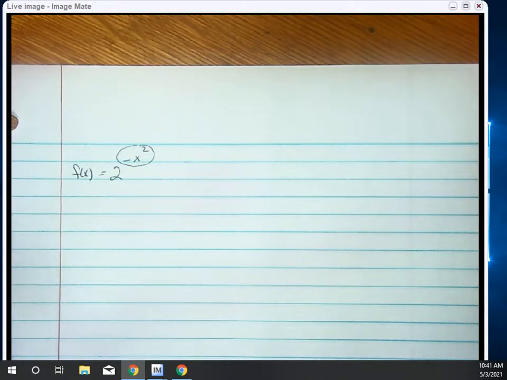Well, it is a quadratic exponent, yes. So our base 2 is being raised to the power of. So how do you think that's going to affect the graph?